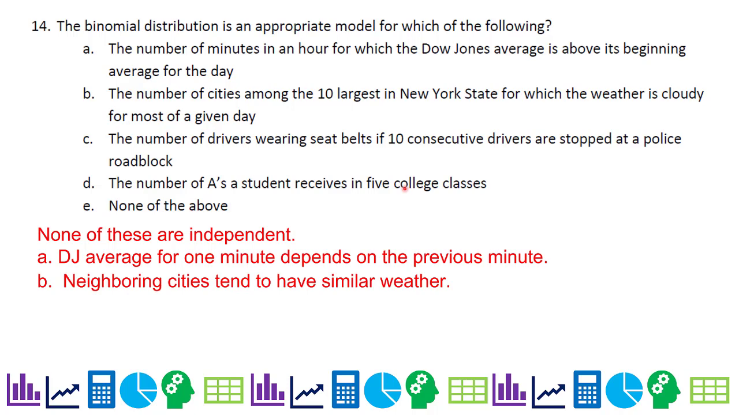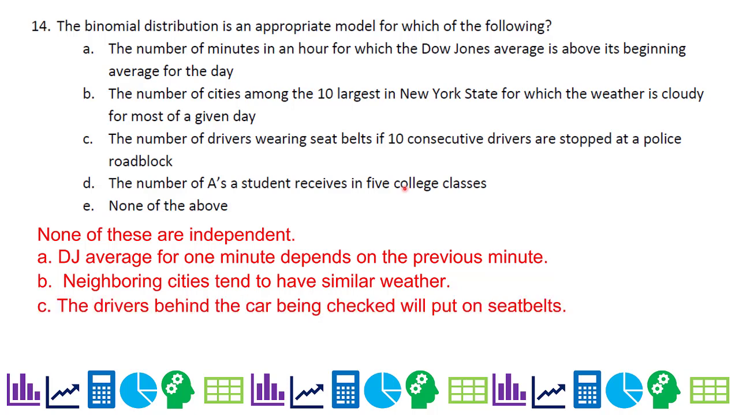B, the number of cities among the 10 largest in New York State for which the weather is cloudy for most of a given day. If we were talking Texas, we might have a little bit better of a shot here, but weather tends to be clumpy. So one city being somewhat close to another city, they're going to have the same weather. So they're not independent. C, the number of drivers wearing seatbelts if 10 consecutive drivers are stopped at a police roadblock. When you see people stopped at a police roadblock, you tend to put on your seatbelt. So it will depend on the previous driver, what goes on in terms of them being stopped.